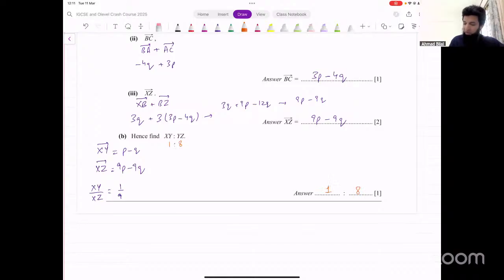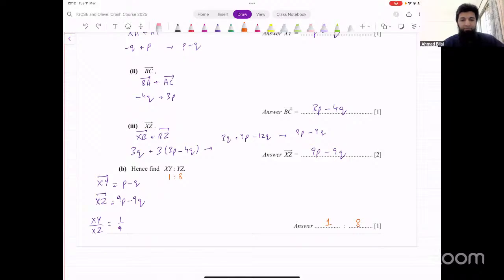The ratio is 1:8. Okay. With XZ, it's 9. With YZ, it's 8. It's 1:8. Make sense? Any problems with this? Okay, now let's move on. Let us move on to the next concept.